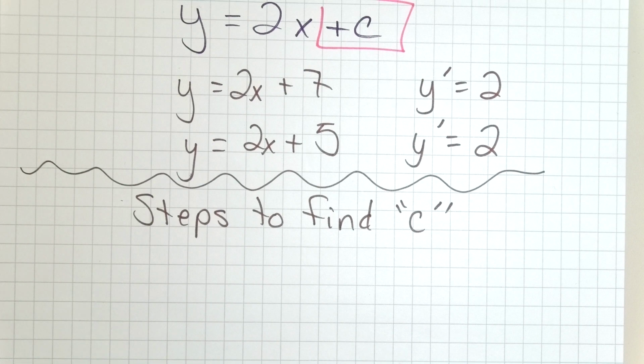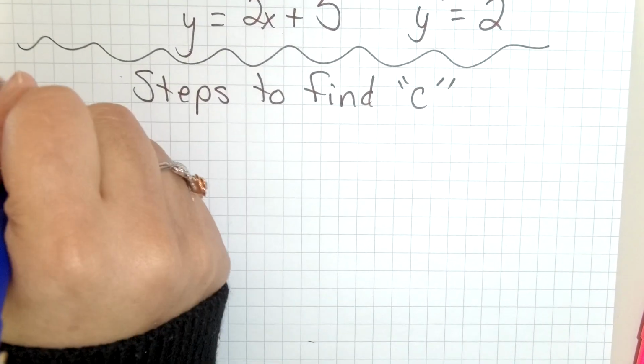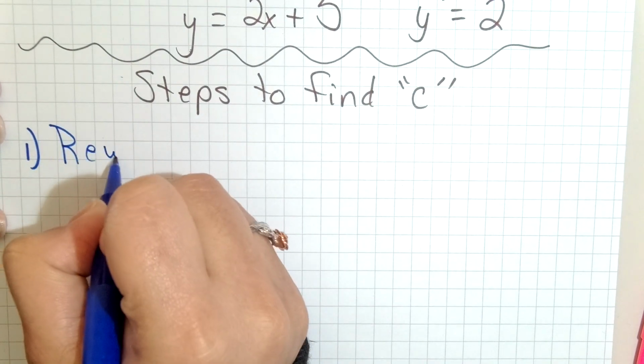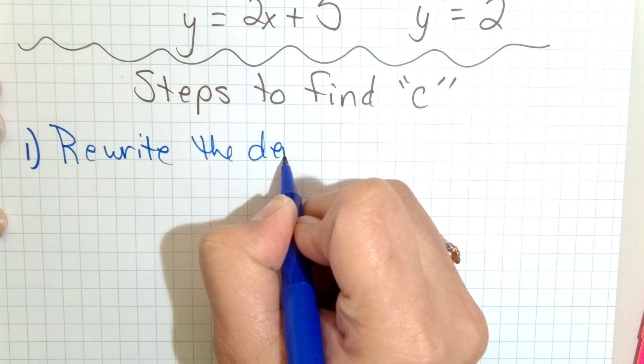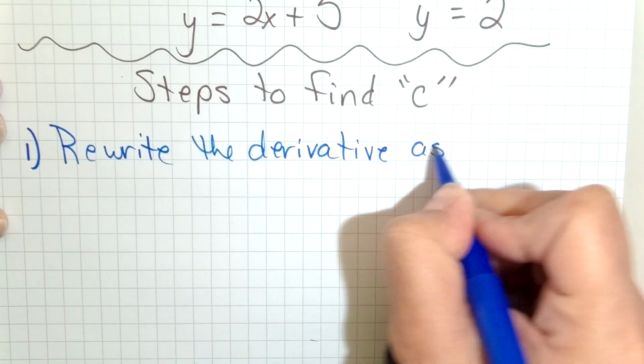We have 4 steps. They will seem complicated until I do the actual problem. Okay. Step number 1. You're going to rewrite the derivative as an integral.